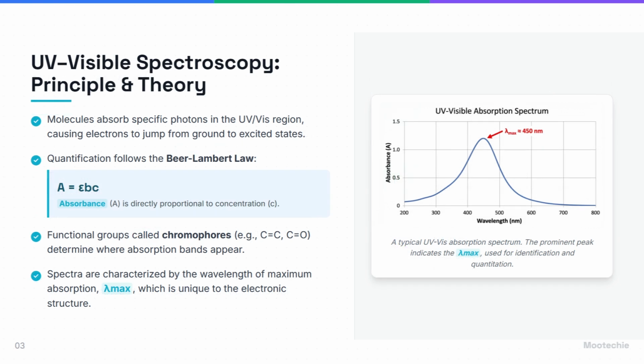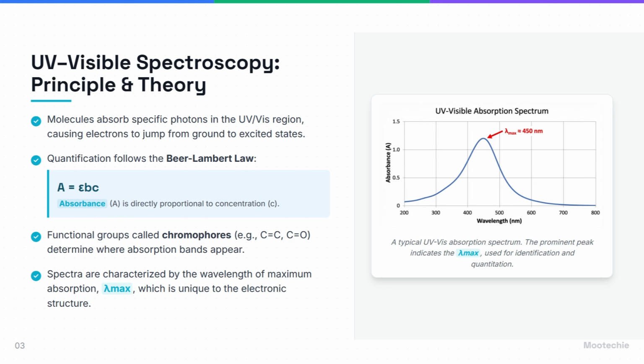UV visible spectroscopy, principle and theory. Molecules absorb specific photons in the UV-vis region, causing electrons to jump from ground to excited states. Quantification follows the Beer-Lambert law. That's A equals epsilon b c. Absorbance A is directly proportional to concentration C.